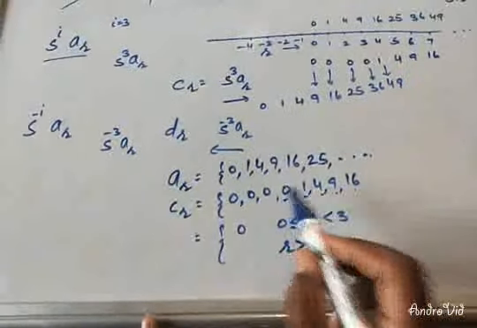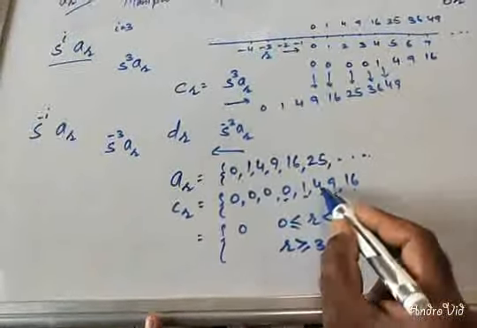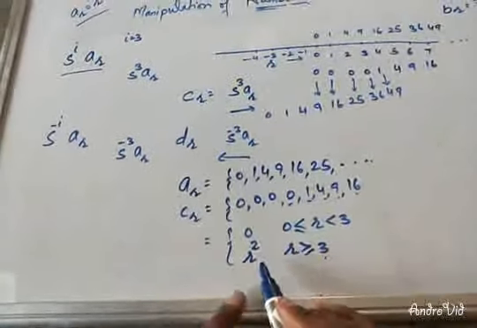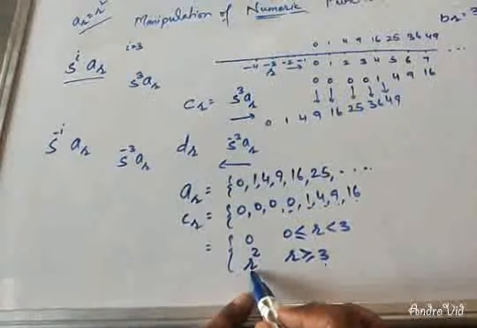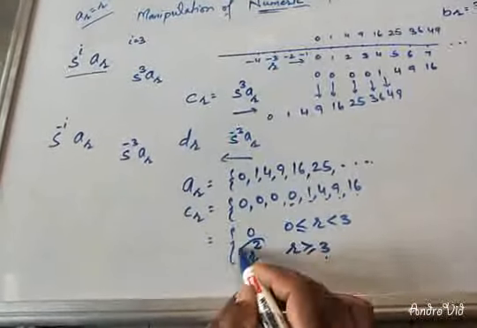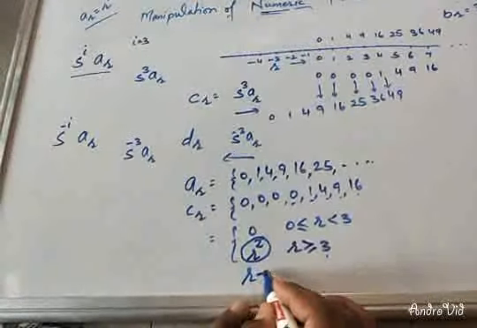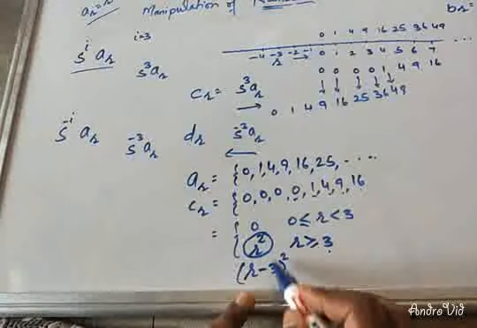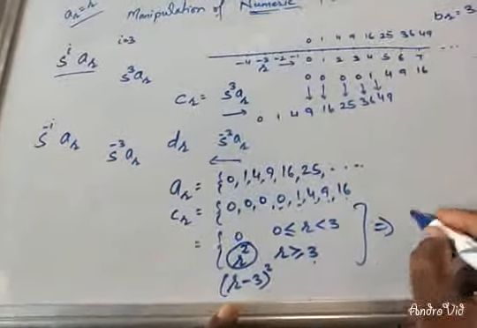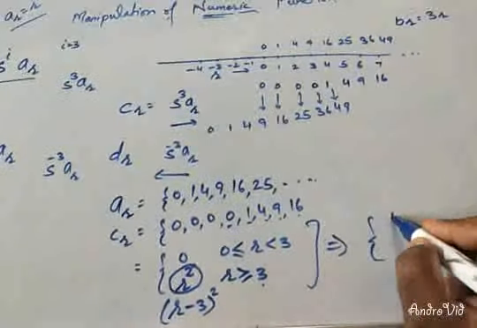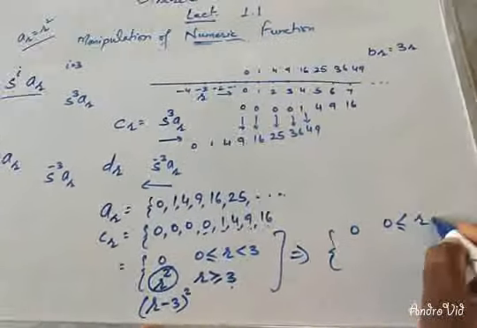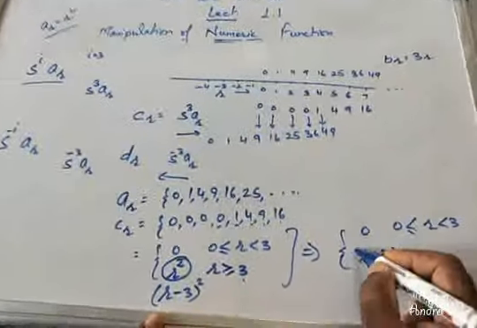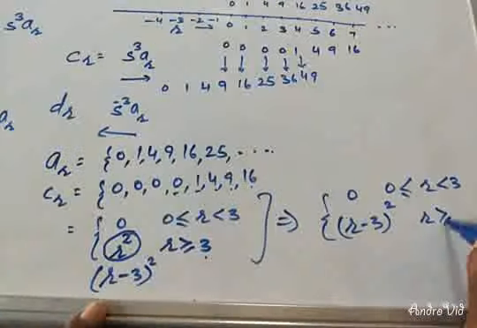At 3 this value is 0, at 4 this value is 1. So value is R square, but not exactly R square, because at 3 value of R square will be 9, but the value is not R square, value is R minus 3 square. At 3 this will be 0, at 4 this will be 1. So shifted function will be 0 for 0 less than equal to R less than 3, and R minus 3 square for R greater than equal to 3.